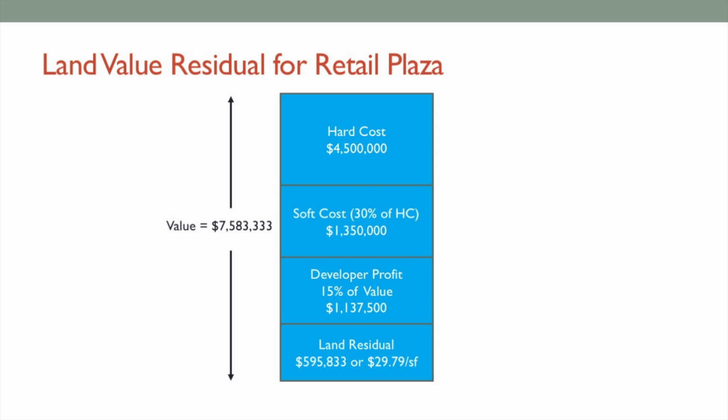And after you do the math, it comes up with $595,833, or about $30 a square foot. So what the developer is saying, based on this, is I will pay $30 a square foot if I can build that retail plaza and get a 15% return. The residual will change based on the developer's desired return rate and other factors. I know developers do this as a very quick way to figure out how much they should pay for that land.